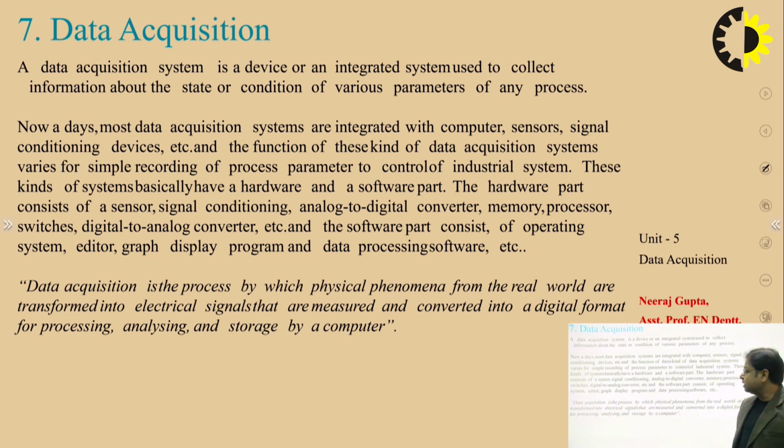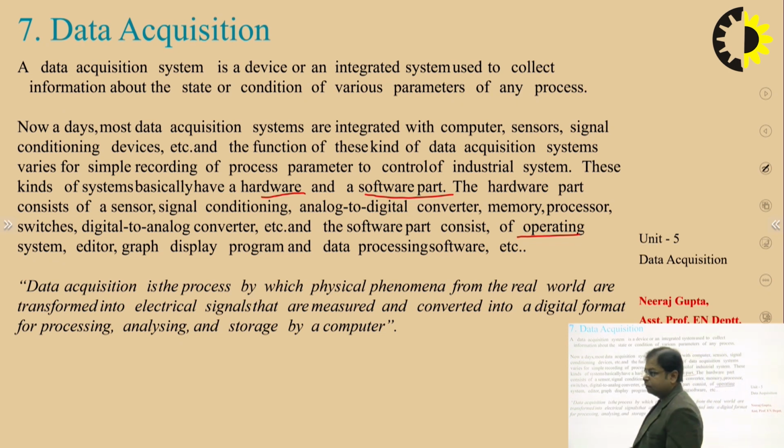These systems basically have a complete hardware part and a software part as well. Both are part of the data acquisition system. The hardware part consists of sensors, signal conditioning, A to D converters, memory, processor, switches, digital to analog converters, and many other parts. The software part consists of an operating system, editor, graph display program, data processing software, and many more things. But the basic components are these.